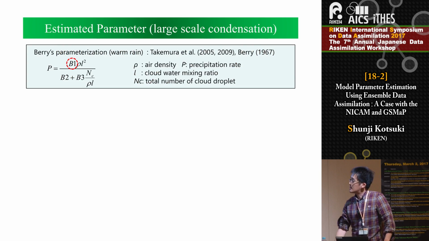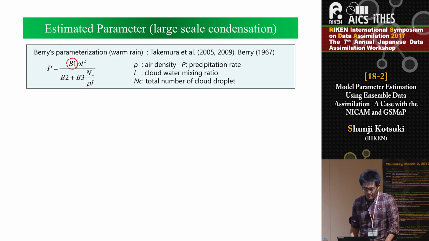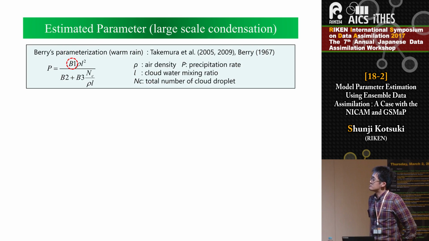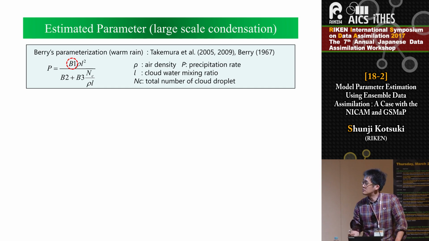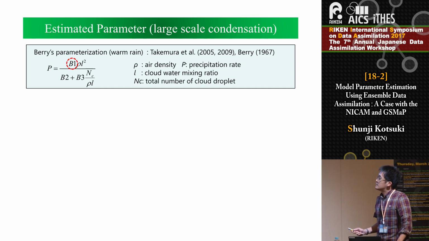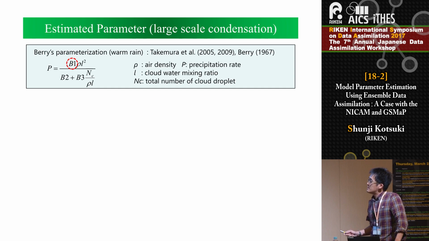So we estimate the parameter related to the one-lane parameterization, also known as the Berry's parameterization. It controls how fast the cloud droplets are converted into rain. And this parameterization can be written in this equation. And this B1 parameter is the one we would like to estimate. Again, this parameter controls how fast the cloud droplets are converted into the rain.